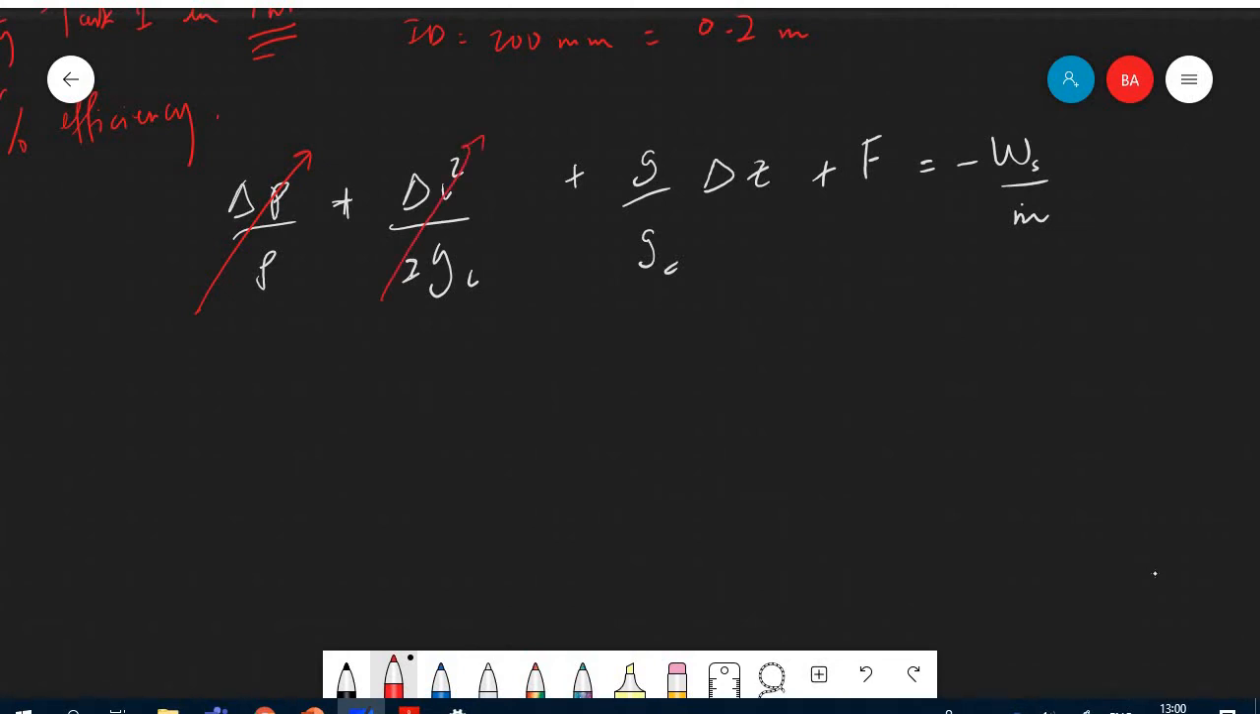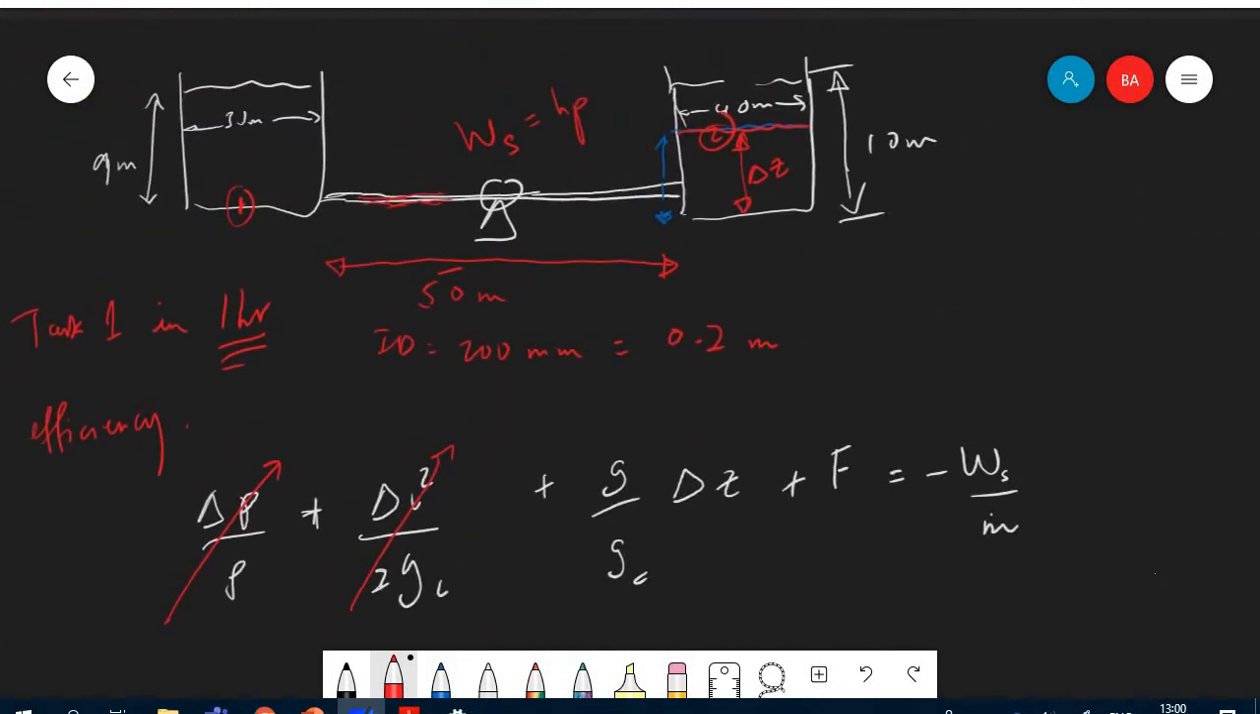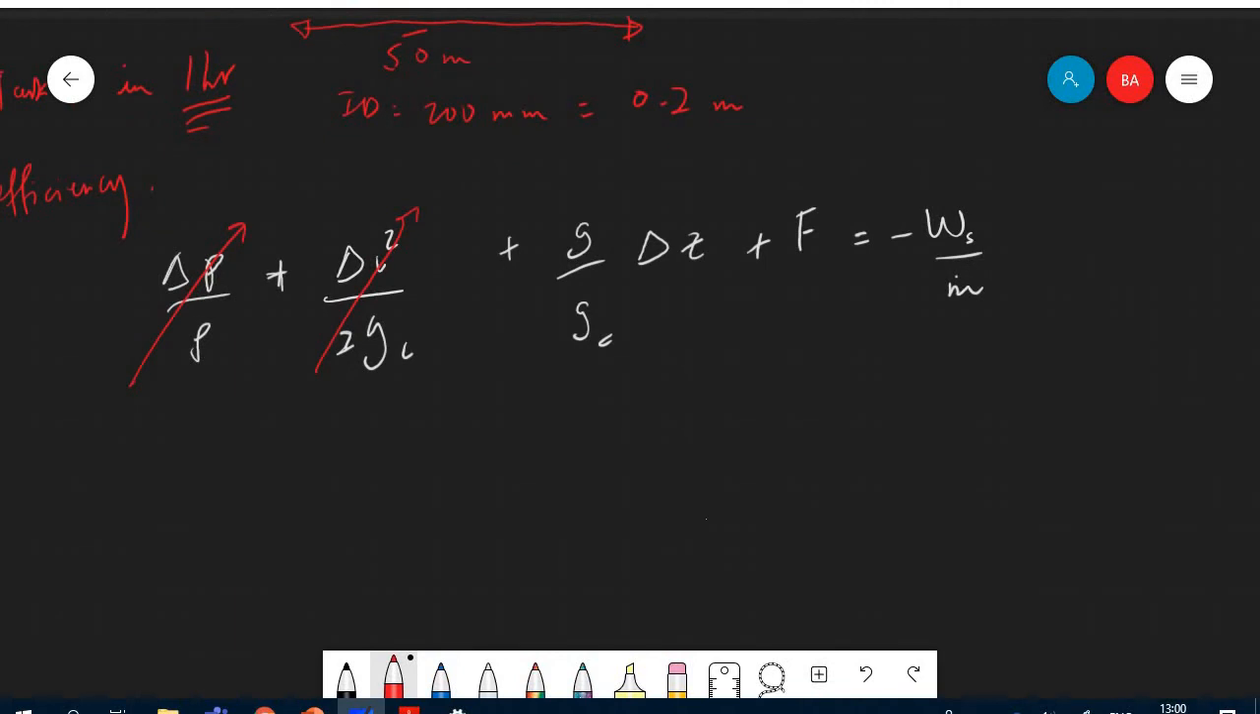So what else do I have? Delta Z here, I don't know what delta Z is. I know that when it empties, the liquid is going to be a certain distance here. To find this distance, I'm going to say that the whole volume here is going to go here. So if I equate this volume to this volume, I'm going to find the delta Z. So I can find delta Z by equating two volumes, V1 equal to V2.